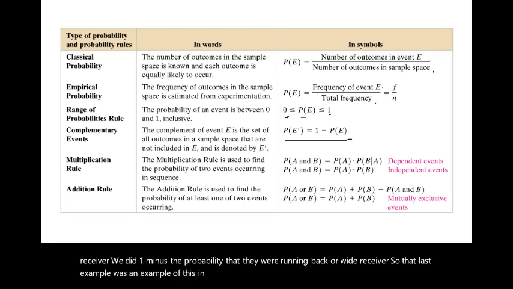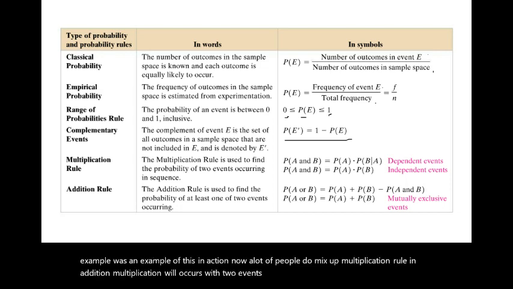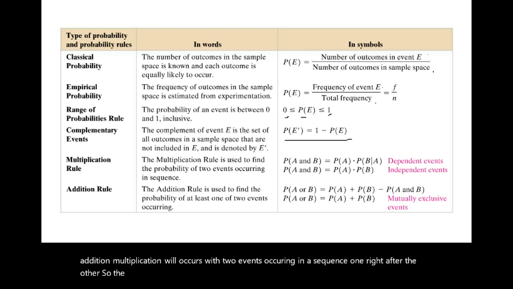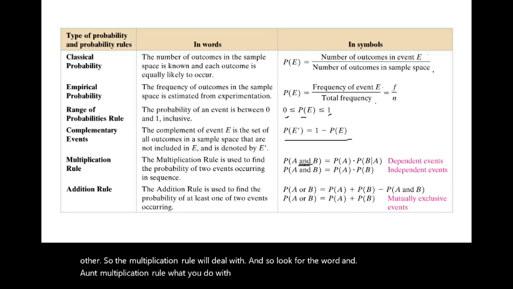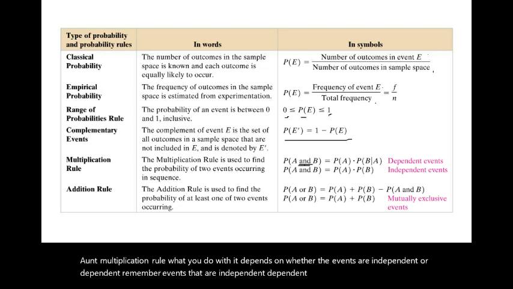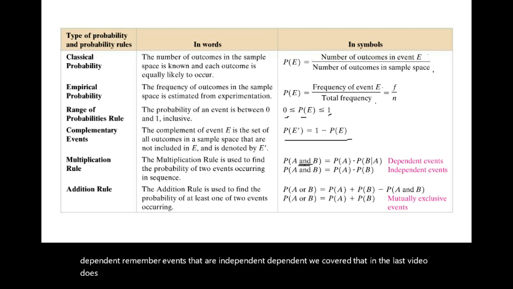Now, a lot of people do mix up the multiplication rule and the addition rule. The multiplication rule occurs with two events occurring in a sequence, one right after the other. So the multiplication rule will deal with "and." So look for the word "and." And with the multiplication rule, what you do depends on whether the events are independent or dependent. Remember, we covered independent and dependent events in the last video. Does the outcome or occurrence of one affect the outcome or occurrence of the other?